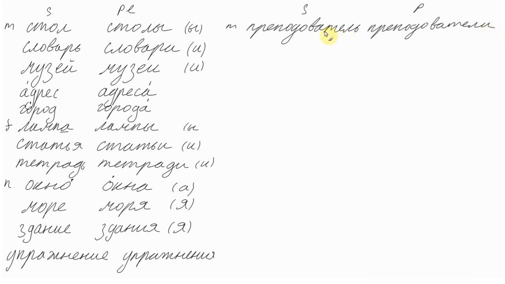However, there will be a lot of words which end in -тель or -йель. Then you should notice for yourself: if it ends in -тель, it ends in a soft sign, and we should remove the soft sign and replace it with и. Преподаватель, преподаватели.